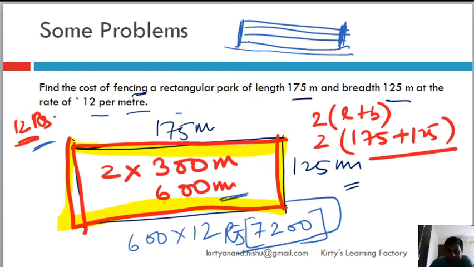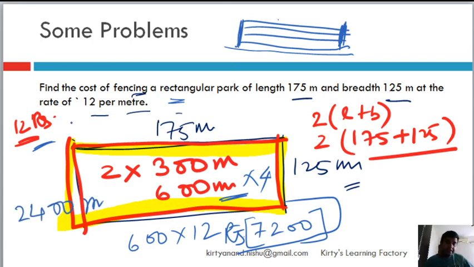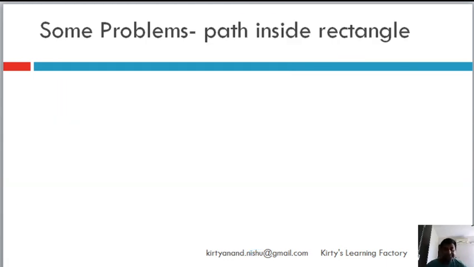So if the question is that I have to do 4 rounds of fencing, here we have only taken 1 round of fencing. If the question says so, then you just multiply it by whatever number of rounds of fencing you need. If it is 4 rounds, multiply by 4 basically, and then length of the wire needed will be 2400 meters, and then you multiply 12 rupees or whatever is the unit cost. So I hope concept is clear. Some more problems. Path inside the rectangle.